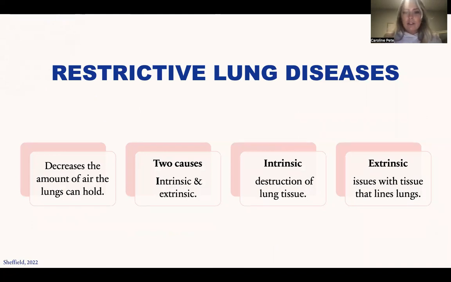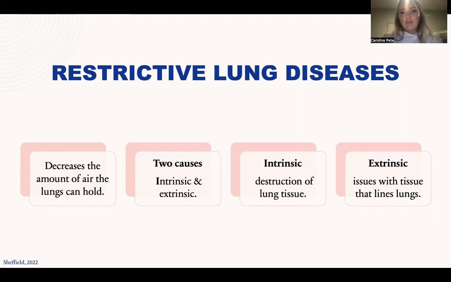Restrictive lung diseases decrease the amount of air that the lungs are able to hold. This usually occurs because of a decrease in elasticity of the lungs or due to impaired expansion of the chest wall during inhalation. There are two types of causes that can be responsible for this disease, known as intrinsic and extrinsic. Intrinsic causes are due to the destruction of the lung tissues. This can happen when there is an infection present, such as tuberculosis, or an autoimmune disorder, such as sarcoidosis. Drugs, radiation, and cancers can also be associated with this.